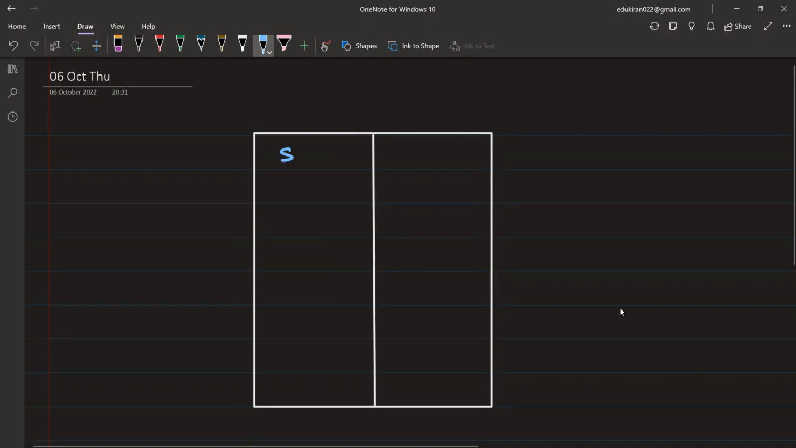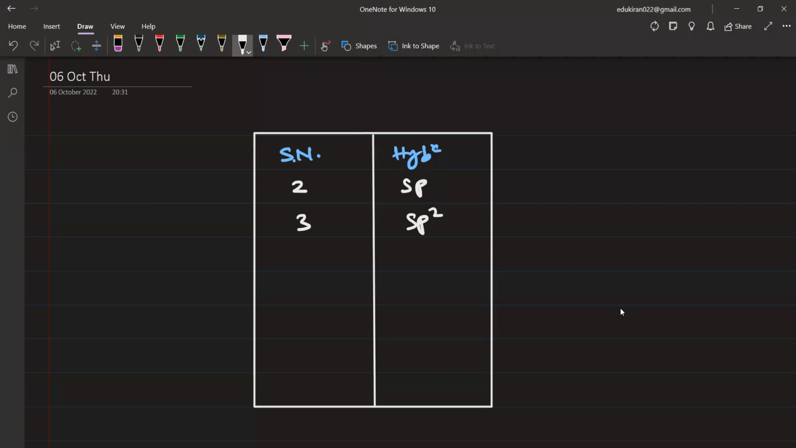So here I'm writing the steric number and here is the hybridization. If your steric number is 2, then your hybridization is sp. If it is 3, then it is sp2. If it is 4, then it is generally sp3, or you can also have sp2d for that, but we will study that later. For 5, you will have sp3d. And for 6, you're going to have sp3d2.